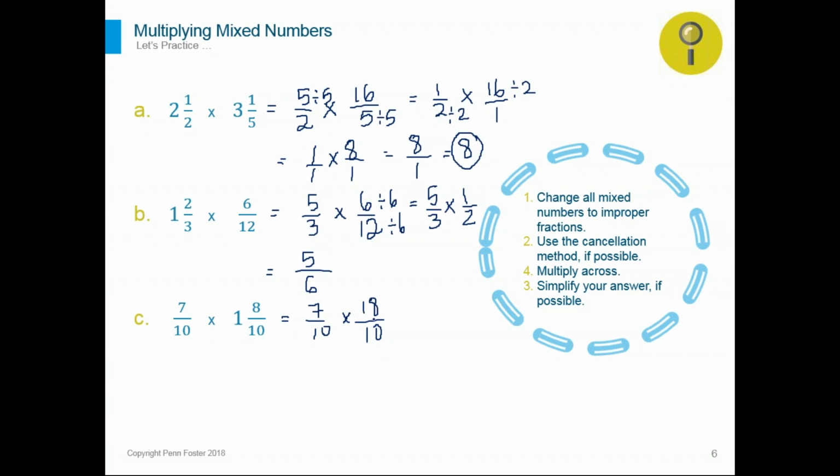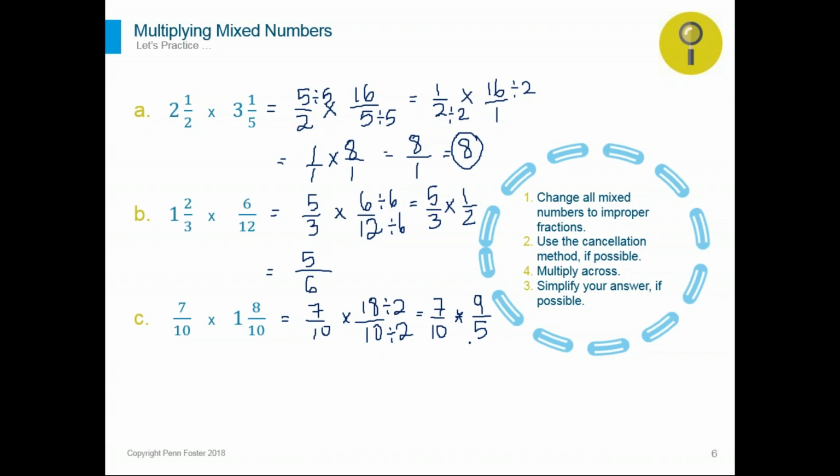So let's look at the numbers on the top and the bottom. We have 18 and 10. I can divide by 2. Both are even numbers, so 2 must be a common factor. So rewrite the problem. 7 over 10 times 7 over 18 equals... 18 divided by 2 is 9, and 10 divided by 2 is 5.